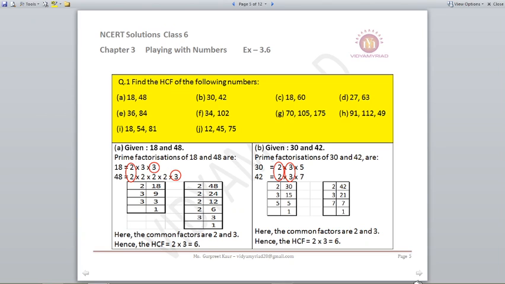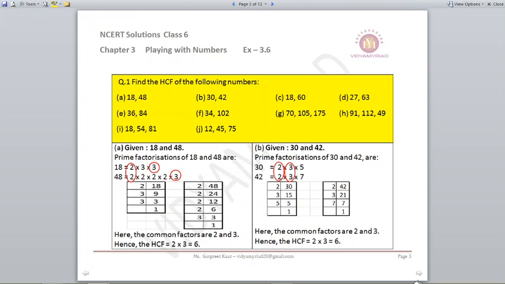Let's begin with question number 1. Find the HCF of 18 and 48. Now 18, you see 18 is an even number. It will be divided by 2, and you know 2 9s are 18. 9 will be written under 18. So 9 cannot go on 2. So for the next number, I will divide it by 3. 3 3s are 9. So under 9 I will write 3.